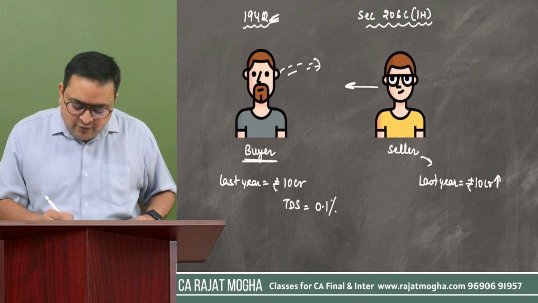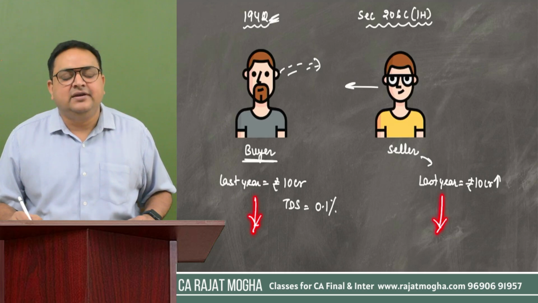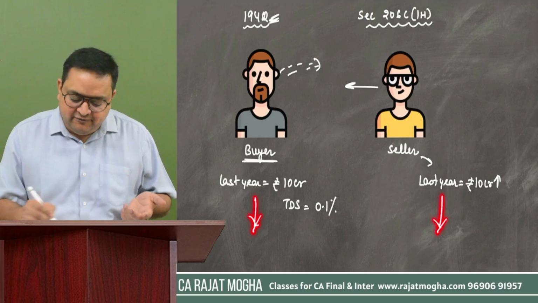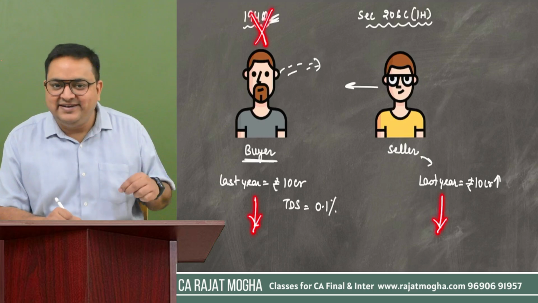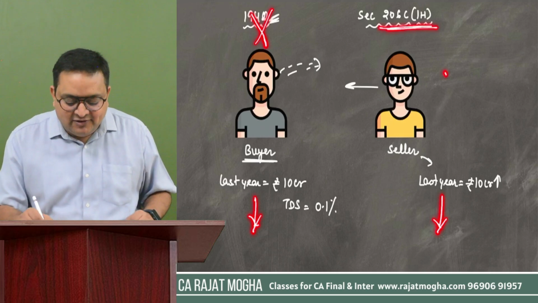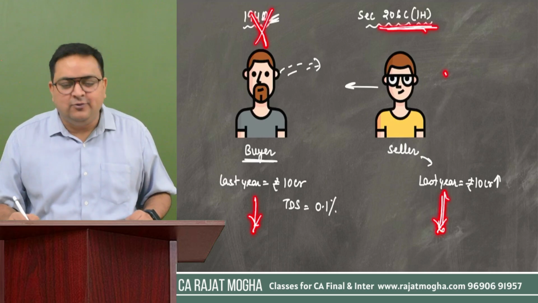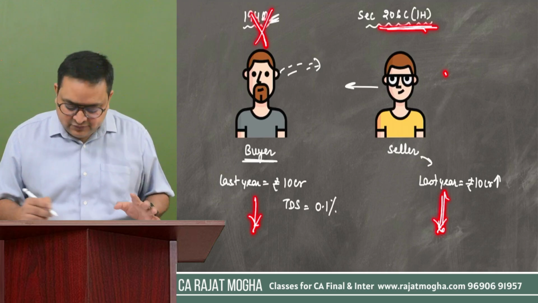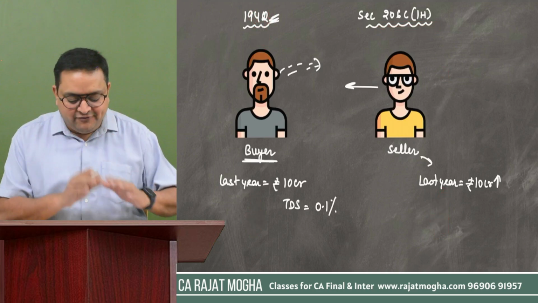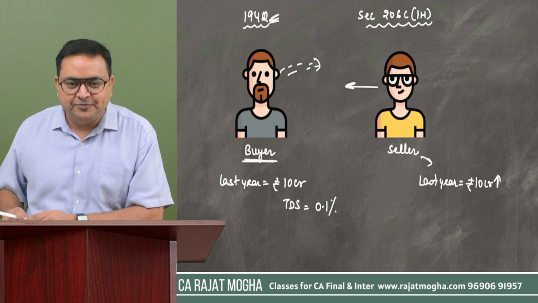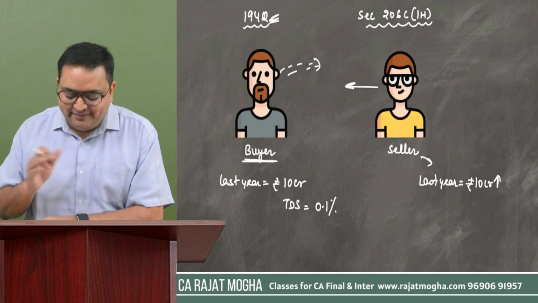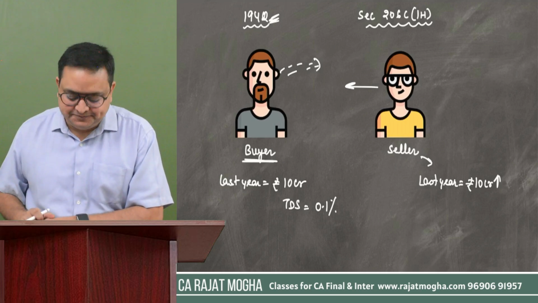Let's say buyer turnover is less than 10 crores, seller turnover is also less than 10 crores. Then what will happen? 194Q will not apply because buyer turnover of the last year is less than 10 crore. This section will also not apply. Why? Because the seller turnover is also less than 10 crores. So in that case, neither 194Q nor 206C1H will apply. Got it? So if both the seller and buyer have a turnover which is less than 10 crores.